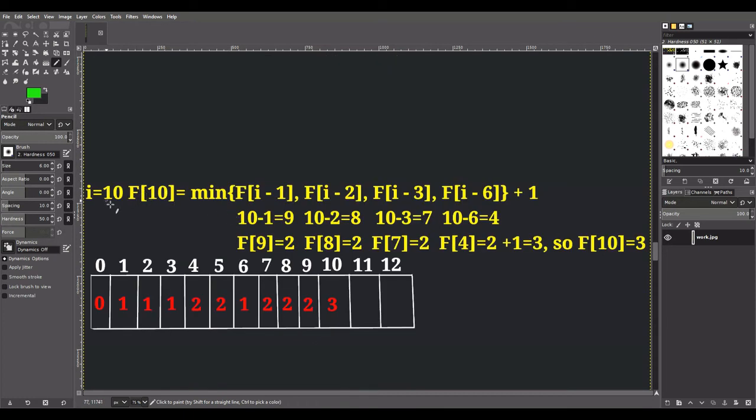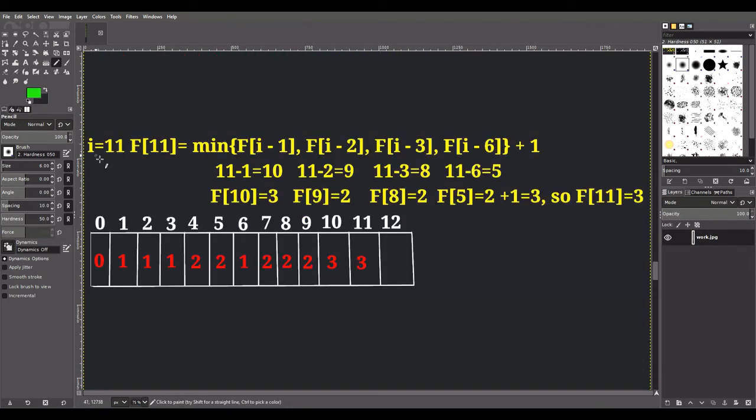So at I equals 10, f of 10 is equal to the minimum of f of I minus 1, f of I minus 2, f of I minus 3, or f of I minus 6, plus 1. So 10 minus 1 is 9, 10 minus 2 is 8, 10 minus 3 is 7, and 10 minus 6 is 4. So at f of 9 we have 2, f of 8 we have 2, f of 7 we have 2, and f of 4 we have 2. They're all the same this time, but it doesn't matter because we just want the value. So 2 plus our 1 is 3. So f of 10 is equal to 3 in the array.